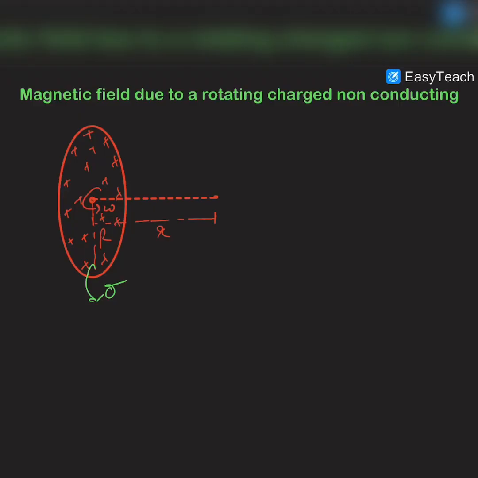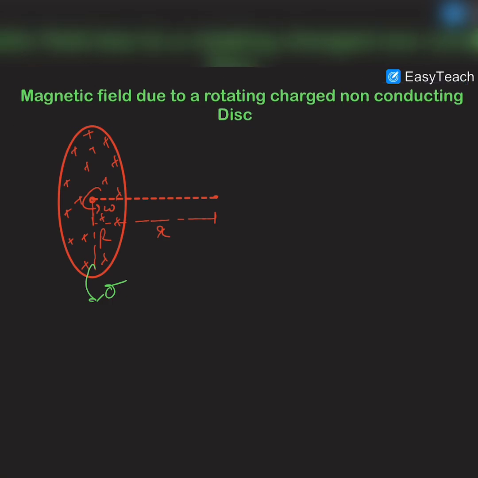In this topic, you can see that there is a non-conducting disk. Okay, this is a non-conducting disk, and this disk is rotating about its axis with an angular velocity of omega. If the radius of this disk is r and this is a non-conducting disk but it is uniformly charged and its surface charge density is sigma, so we have to find out the net magnetic field due to this rotating disk at this point, which is the axial point.